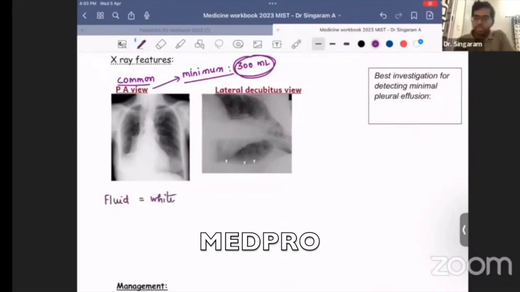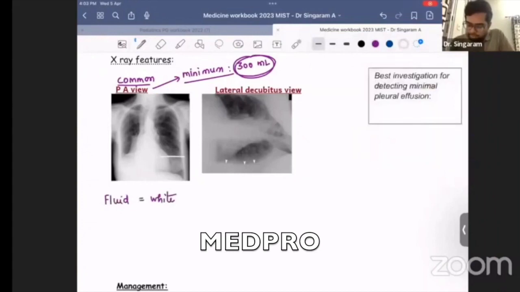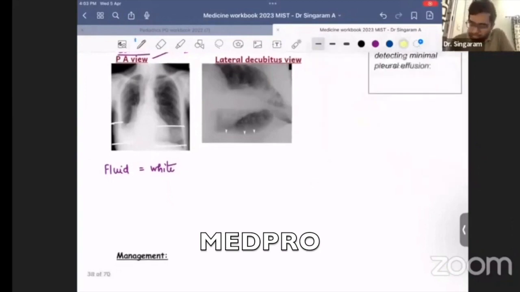So what is the evidence of fluid you are seeing? You are seeing those evidences here. Somewhere here, and somewhere here also. What is it? It is white in color. That is fine. But what you are noticing is that these areas are not appearing prominent. Anybody can comment on these areas which I am now marking?